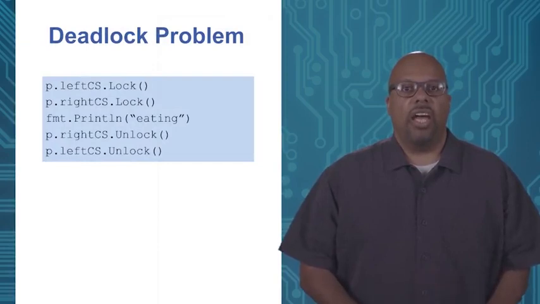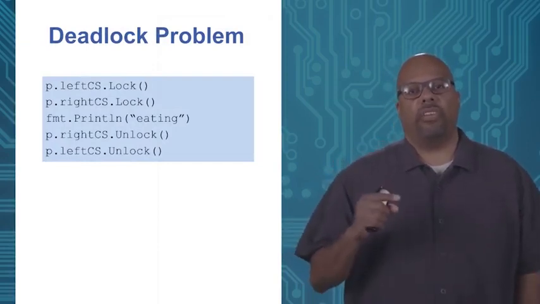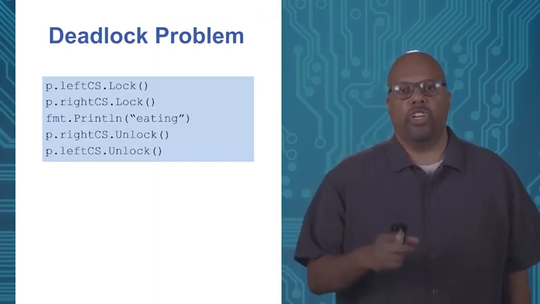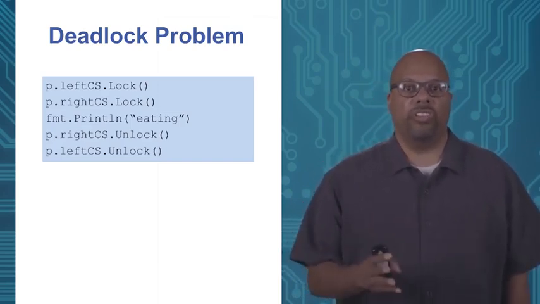Okay, so this is sort of how you would write the code in a naive way. The place where deadlock can happen is if all philosophers grab their left chopsticks at the same time. Now remember their code; this is a little summary of the eat code for a philosopher.